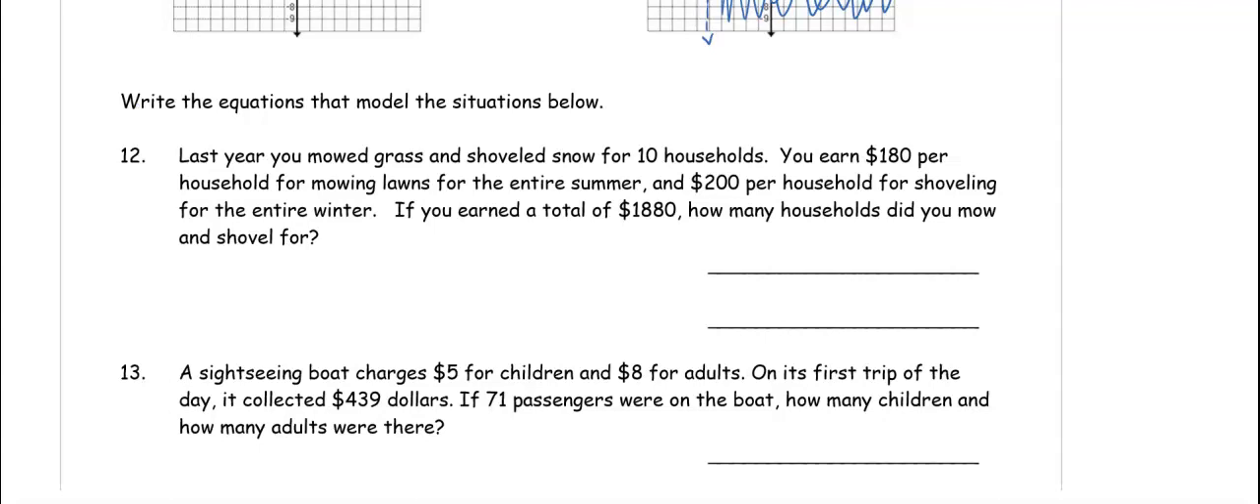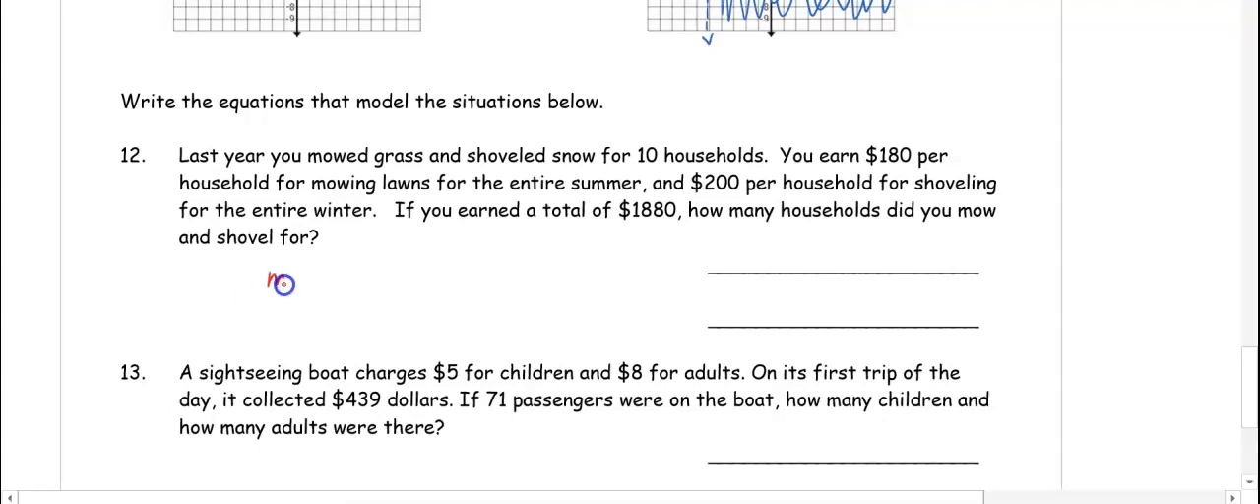So last year you mowed the grass and shoveled snow for 10 houses. You earned $180 per household for mowing lawns for the entire summer and $200 per household for shoveling snow for the entire winter. If you earned $1,880, how many households did you mow and shovel for?